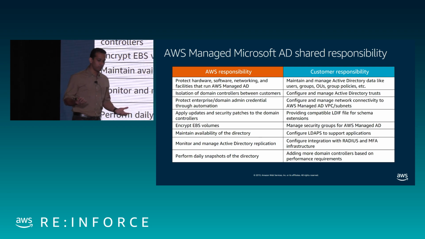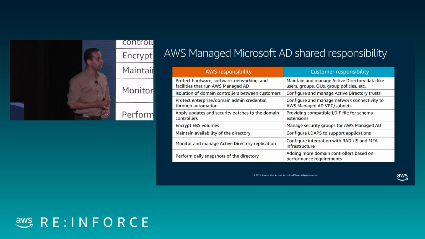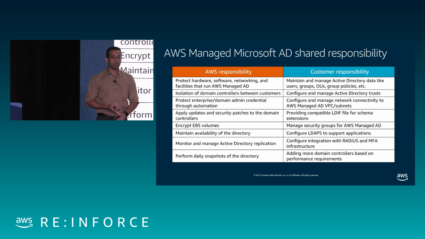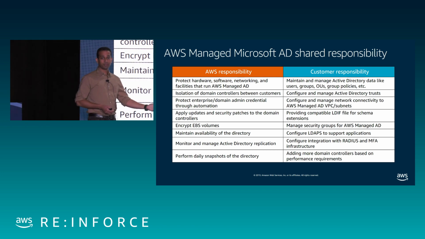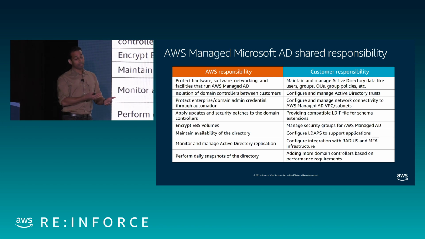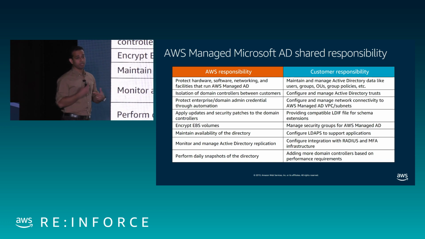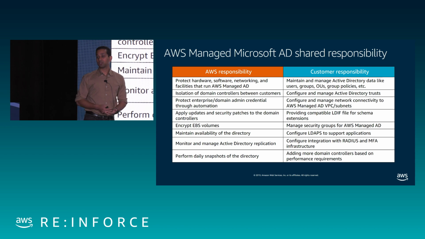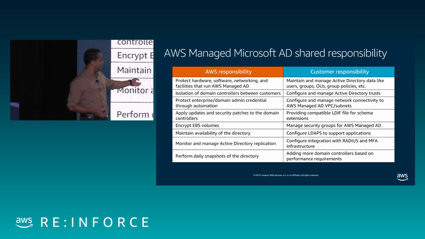We also isolate you from other customers, manage your domain admin credentials, apply security patches and updates when Microsoft releases them on a monthly basis, maintain the availability of the directory. So the way we do that is by deploying in multi-AZ by default. So if one AZ wasn't available, the other one always is. Even when applying patches, we apply in a rolling fashion, so we never apply patches to 2 DCs at once, right?